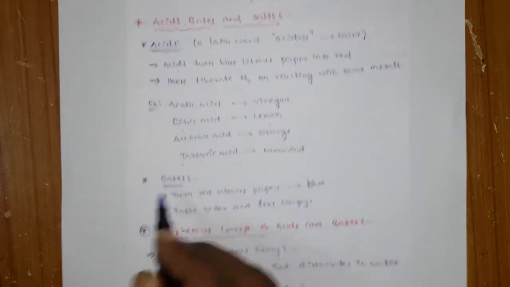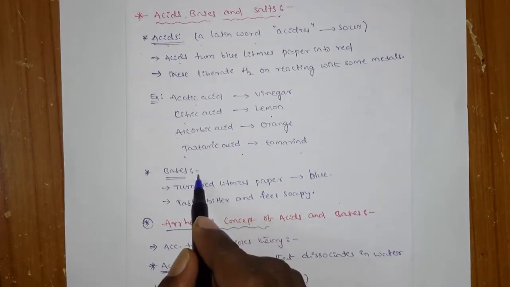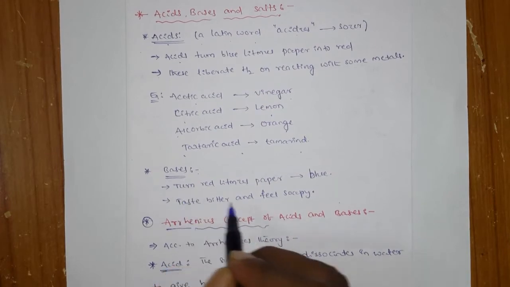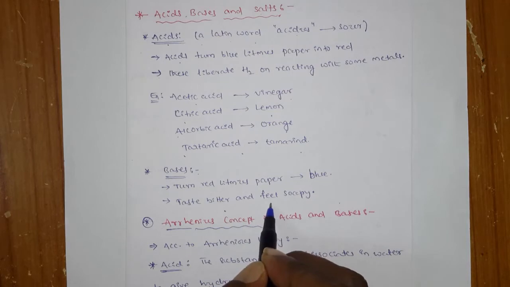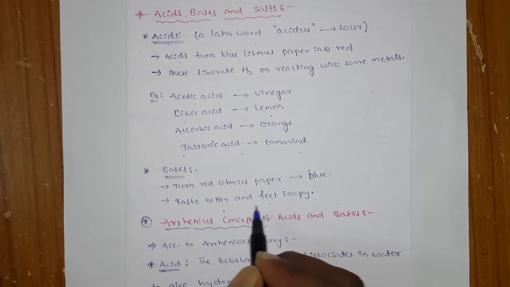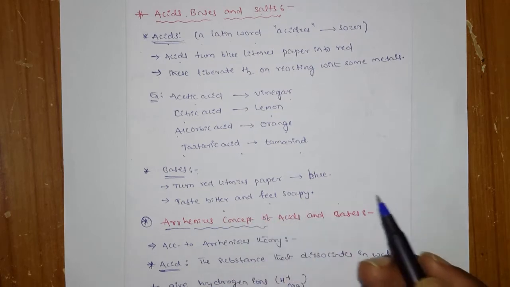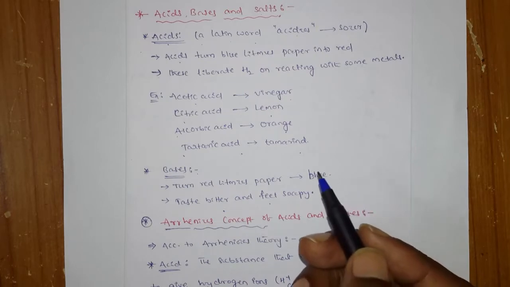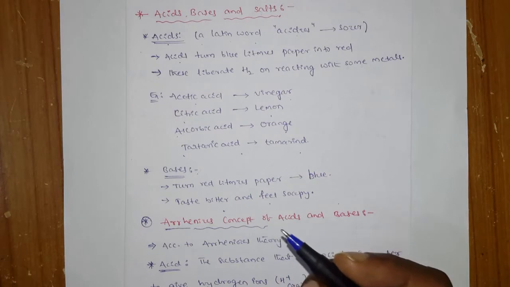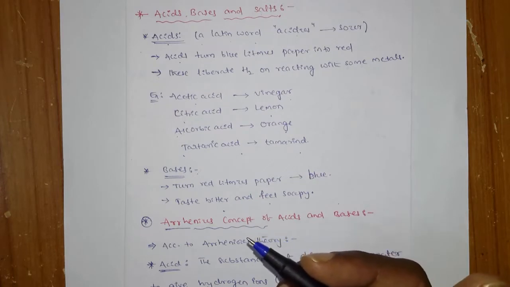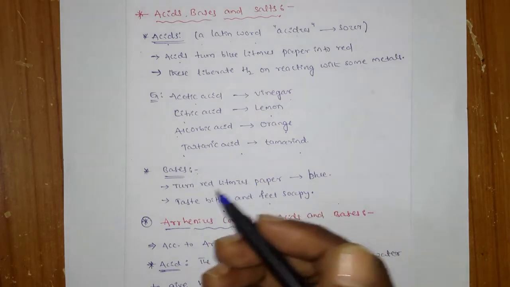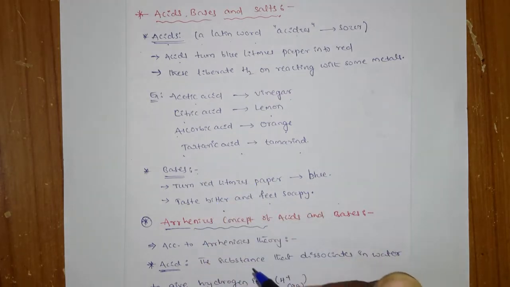And what is a base? The base tastes bitter and feels soapy in nature. What are examples for bitter? The best example is bitter gourd, as well as the tooth stick that we use at home. So generally these are the best examples for the bases.